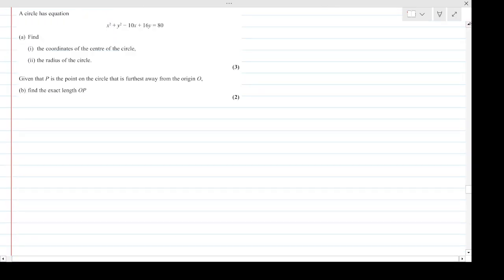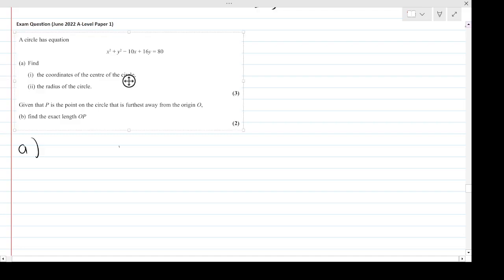Let's have a look at another example then. So this exam question, a circle again has equation x squared plus y squared minus 10x plus 16y is 80. Find the coordinates of the centre and the radius. So hopefully again, you see why drilling this in, it's the same sort of thing, right? Again, firstly, we need to complete the square in order to get that in the form we want to find this centre and the radius.